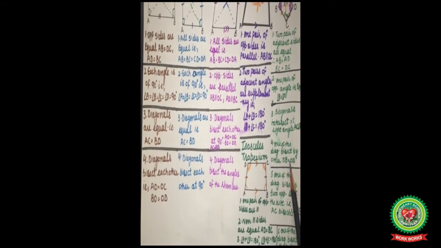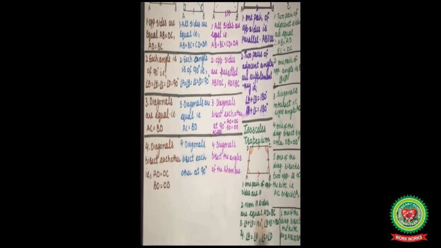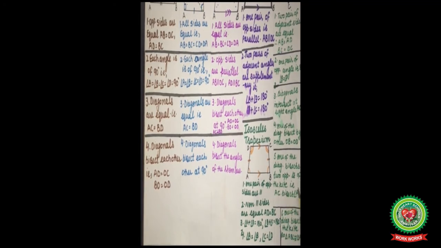That is, AC will be perpendicular to BD. Number 4, one of the diagonals bisects the other. That is, if we see in this figure, OB is equal to OD. And the fifth one is, one of the diagonals bisects the two opposite angles of the kite.